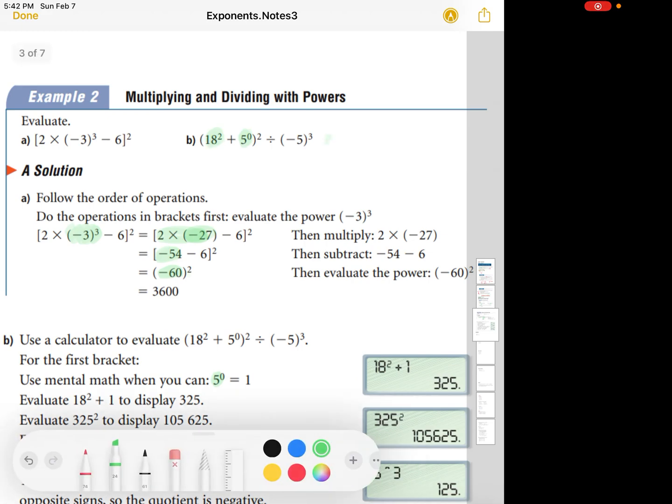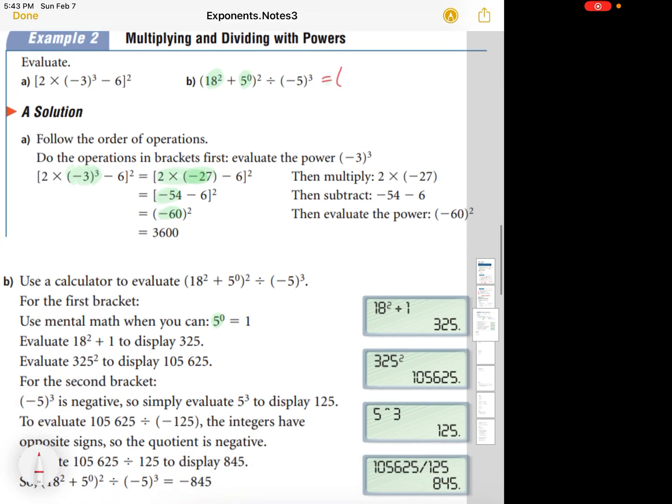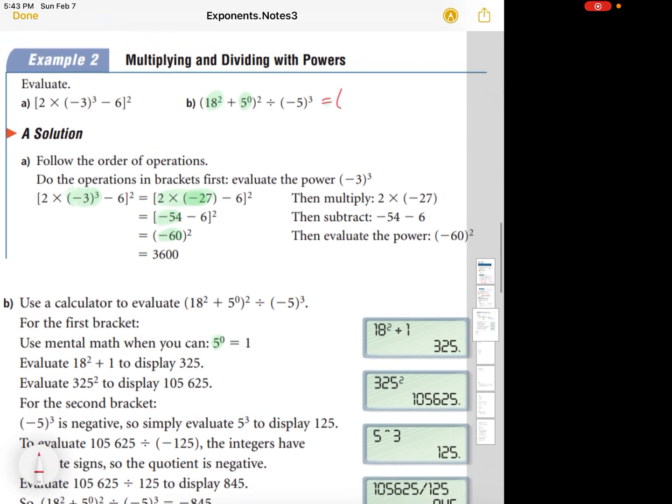When I do that, in that bracket, 18 squared is, I think it's probably 324 looking at that. 18 squared is 324 plus 1 squared divided by negative 5 cubed. Okay, so next step, I've got 325 in the brackets squared divided by, well, what's negative 5 cubed?